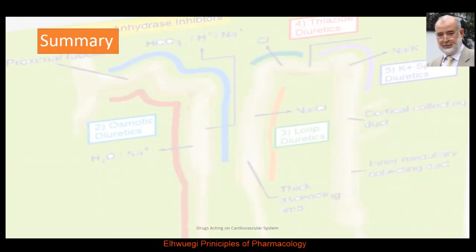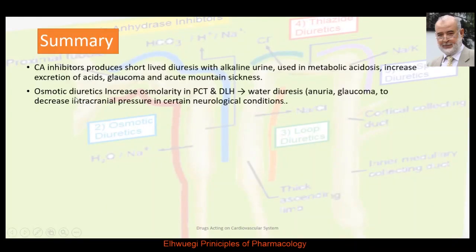So in summary, we can say osmotic diuretics increase the osmolarity of the urine in the proximal and distal tubules, and they produce water diuresis. That's why they are used in anuria, and they are used in treatment of glaucoma, especially before surgery, and also to decrease intracranial pressure in certain neurological conditions.